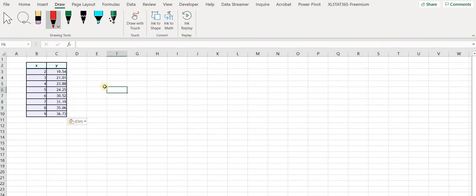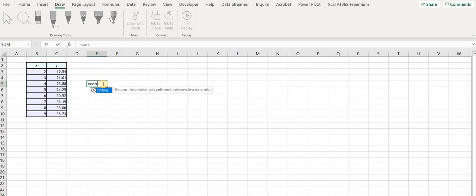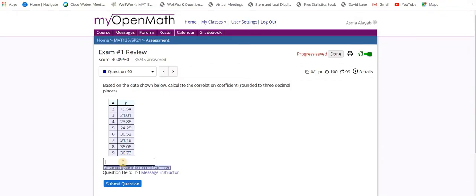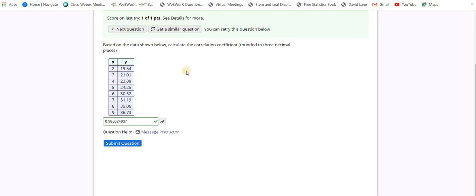So the correlation coefficient can be computed in two methods. One of the methods is the easiest method, which is you say equal to CORREL, and then select the first array, which is the x, the explanatory variable, and then comma, and then select the response variable or the y variable, and then click enter. So I'm going to copy that correlation coefficient and paste it into the answer box.